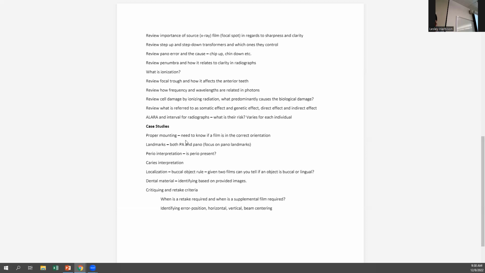So when is a retake required and when is a supplemental film required? I already said that. And then identifying errors in positions: horizontal, vertical, and beam centering. There are going to be questions about errors. So just being able to tell if there's a cone cut or a beam centering error, or if it looks significantly foreshortened or elongated, there might be questions on that. I know that can be tricky, so hopefully they're pretty clear.